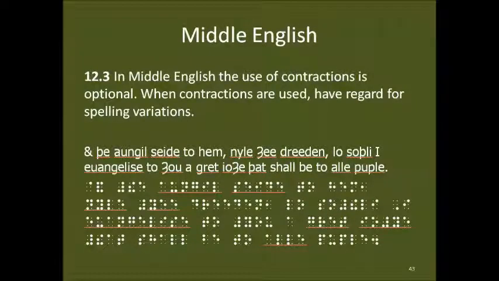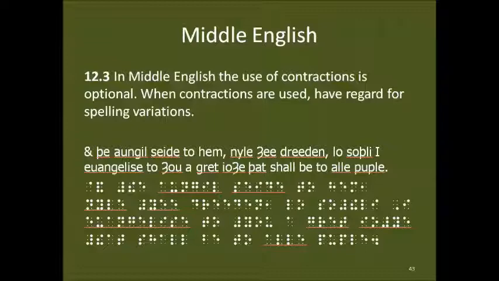In Middle English, you can use contractions, or you may choose not to. If you do use contractions, though, have regard for spelling variations. I have no idea what they mean by spelling variations, and since that seems very confusing to me, and I wouldn't know a spelling variation if I saw it, I personally would use the uncontracted method of transcribing Middle English, just to be on the safe side.